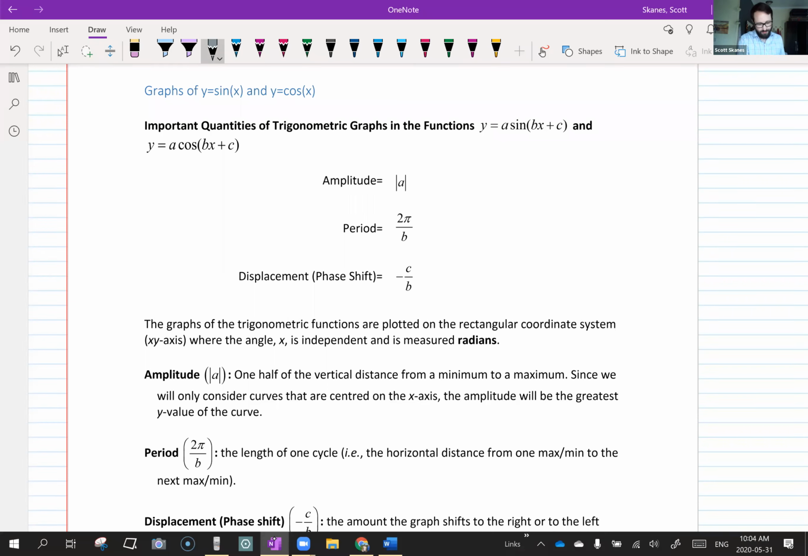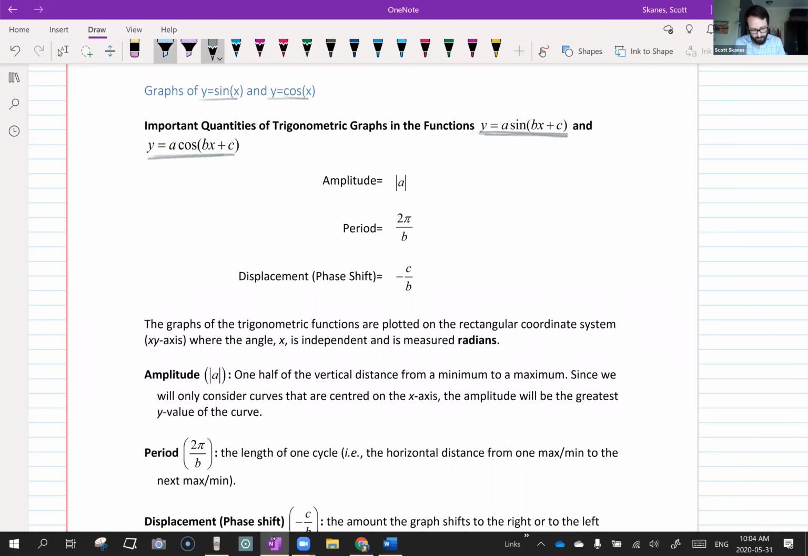Okay, let's get to it. What are we looking at? The graphs of y equals sine x and y equals cosine x. All right, the important quantities. So it says we have 2 formulas here. This is our general formula for sine and cosine. You remember we had general standard forms for our other types of graphs, like ellipses, parabolas, things like that. These are our standard forms for sine and cosine. They're very simple. You might have even seen them before in your engineering courses.